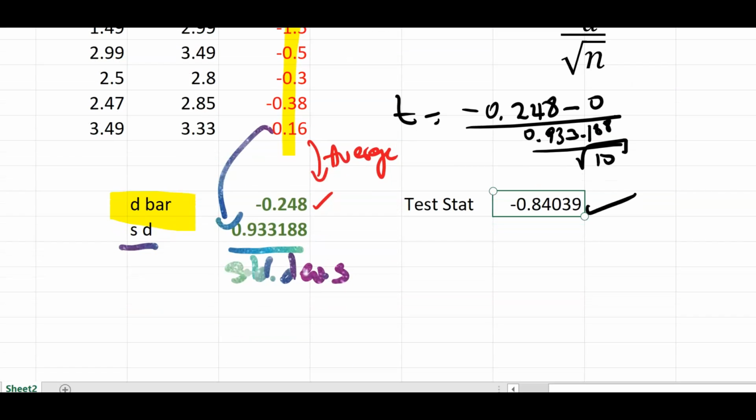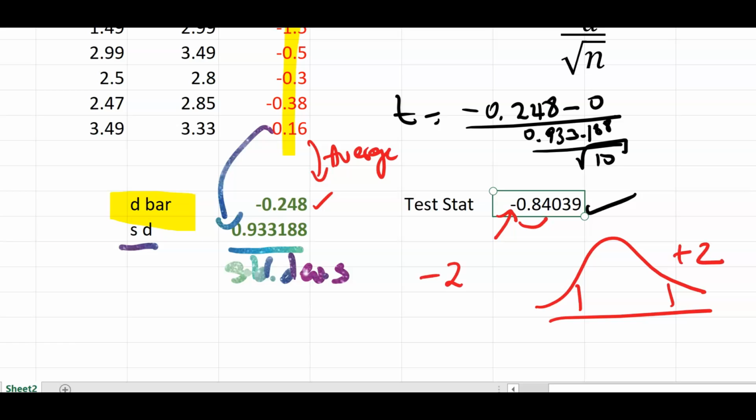So what does this test statistic tell us? Our sample is below the mean because it's negative, 0.84 standard deviation. Well, is it something significant? No. Why? Because for anything to be significant, it needs to be below negative 2 or above positive 2. So we would expect to end up with a high p-value, correct?